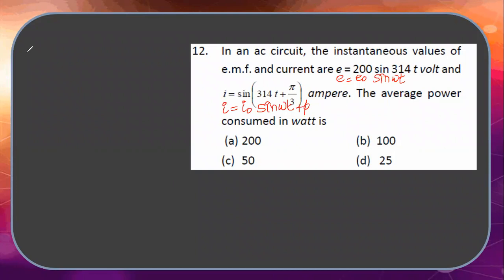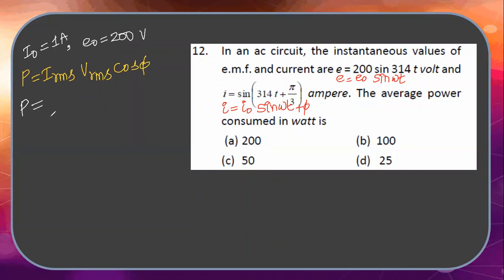Then the average power consumed. First of all, we have to take IRMS and VRMS. I naught is given as 1 ampere, and E naught is given as 200 volt. Average power is equal to IRMS into VRMS into cos phi, so P is equal to I naught divided by square root of 2 into E naught divided by square root of 2 into cos phi. Phi is given as pi by 3.